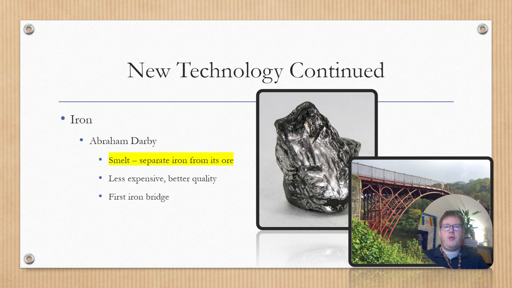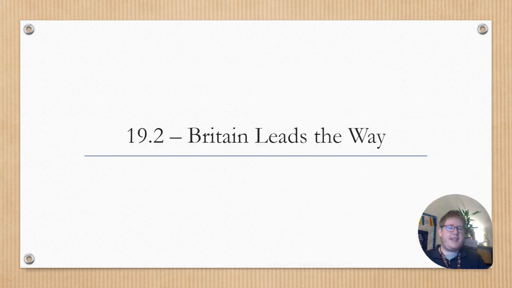This is also the era where iron really starts to heavily be used. Abraham Darby is going to put forth the idea of smelting, or separating iron from its ore. It's less expensive, it's better quality, and it's stronger. And it's with this we'll get some of the first iron bridges in England, some of which are still standing today. All right, that's it for notes for today.